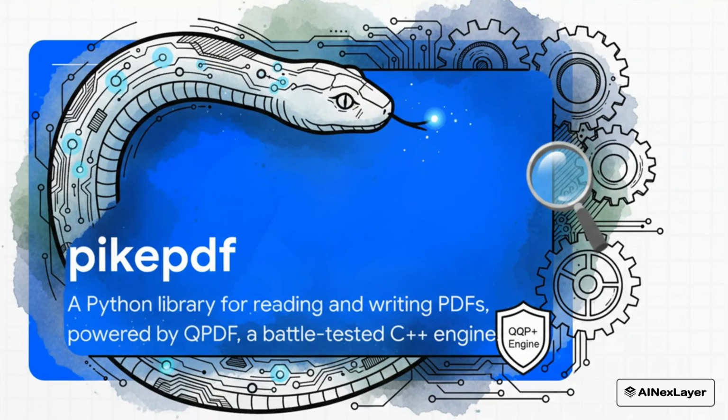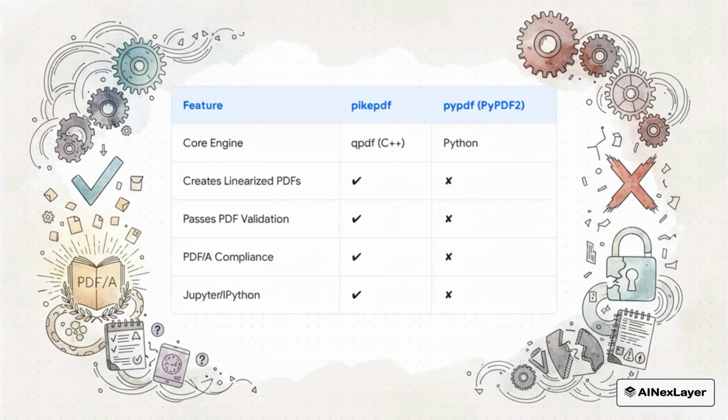Now, what makes Pike PDF so different is its foundation. See, it's not just another pure Python library. It's actually a clean, easy-to-use Python interface built right on top of QPDF, which is an industrial-strength C++ engine. This engine powers professional, high-end PDF tools, so Pike PDF has this incredibly rock-solid base to work from. And when you put it side by side with other options, the difference is just stark. It can create those fast web view PDFs, the ones where the first page loads instantly on a website while the rest downloads in the background. It can do that. It also maintains compliance for archival PDFs, which is a huge deal for long-term storage. These are critical features for any kind of professional work, and they're exactly where Pike PDF shines.